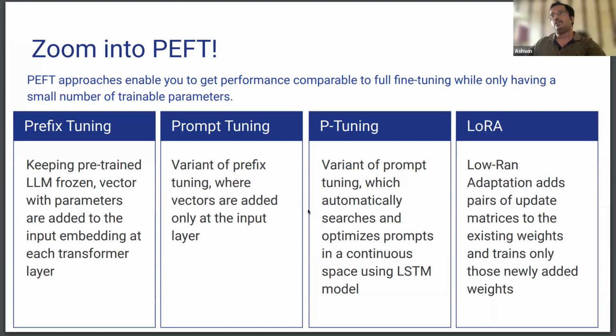And the last one, which we will see in the example today, is LoRA, the low-rank adaptation. So this adds pairs of update matrices. So you use the existing weights, you update the existing weights only where you want to fine tune, and then you train only on those newly added weights. Yeah. So these are 4 different mechanisms which are quite popular. There are other mechanisms as well, and these are the quite popular ones where you will fine tune your foundation models.